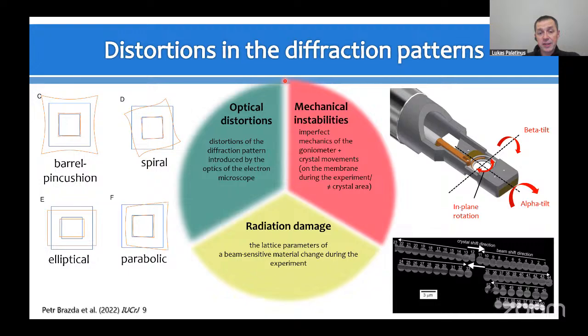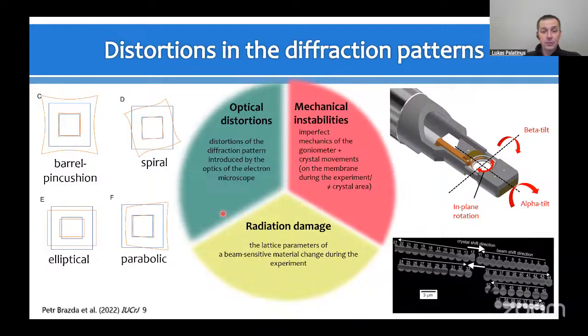There are mechanical instabilities, both of the goniometer, but also of the crystal. The crystal may be rotating during the data collection, for example, due to warming up and changing its volume. But also, if you happen to change the position on the crystal during the experiment, you might be illuminating a different position, and then these different positions might have slightly different orientation due to crystal bending.